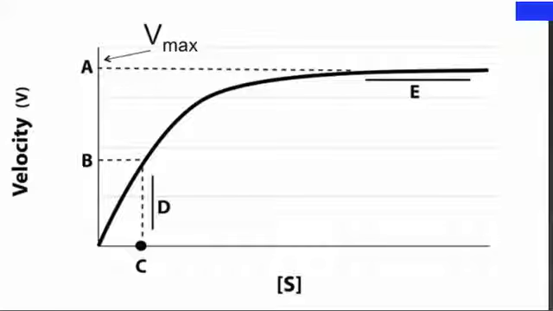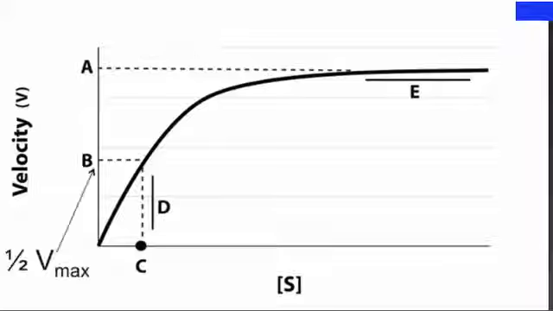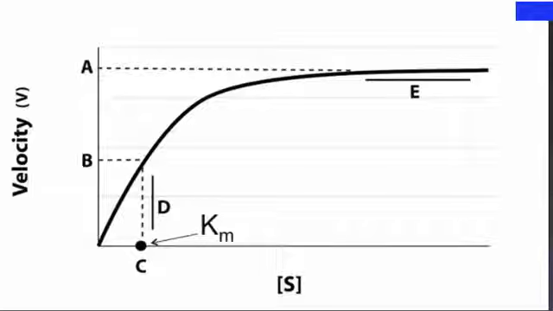So this graph is very important to understand and be able to label. A on this graph is your Vmax, your maximum velocity. B is 1/2 of Vmax, which gives you C, your Km, the concentration of substrate that's required to reach 1/2 of Vmax. It's Km.